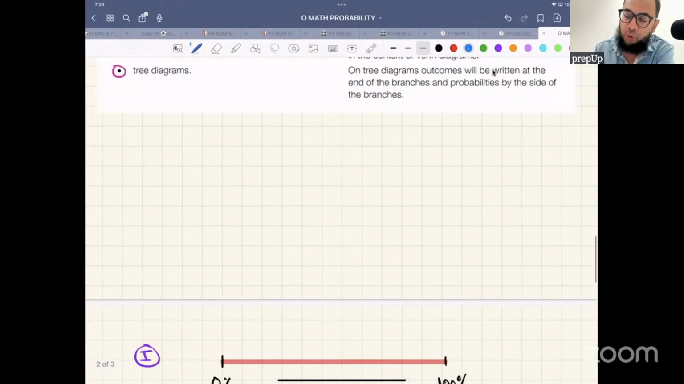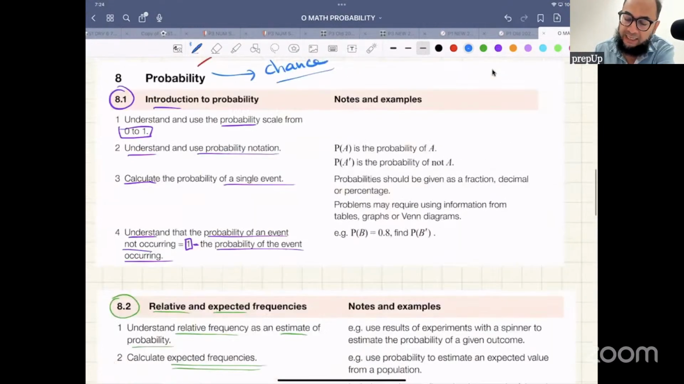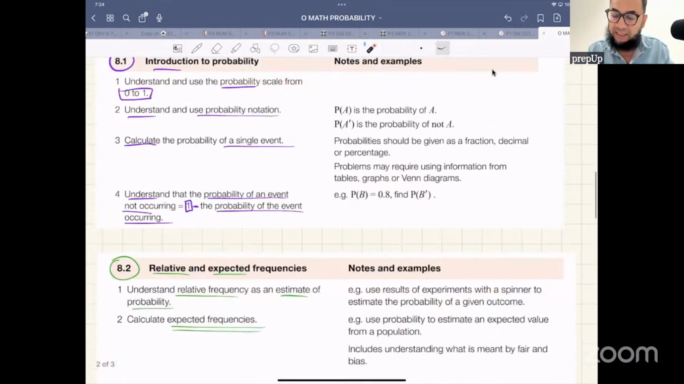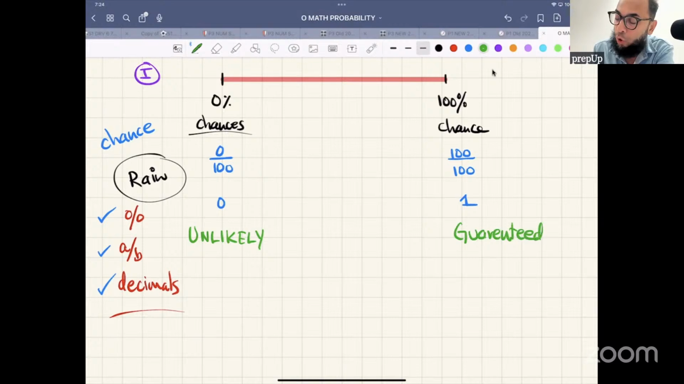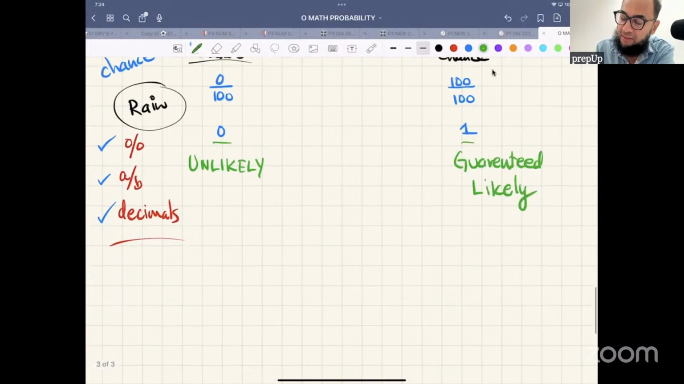So what this first point is saying is that understand and use the probability scale from 0 to 1. That means probability lies between 0 and 1. 0 means this is totally unlikely. This thing will not occur. And 1 is 100% guaranteed, or there is a very high chance, it's very, very likely that it will occur. So probability will lie between 0 and 1.